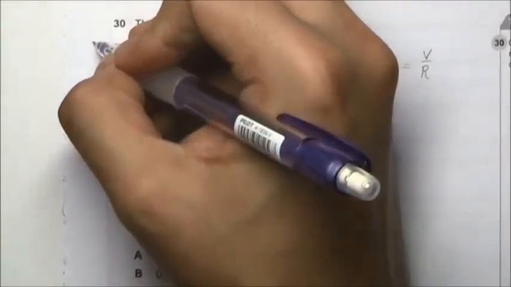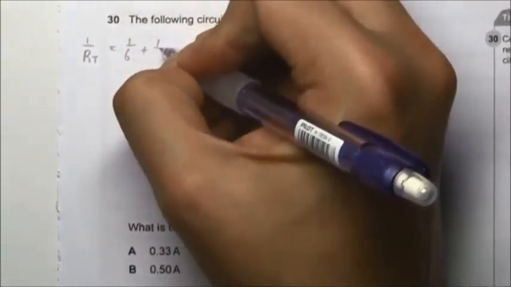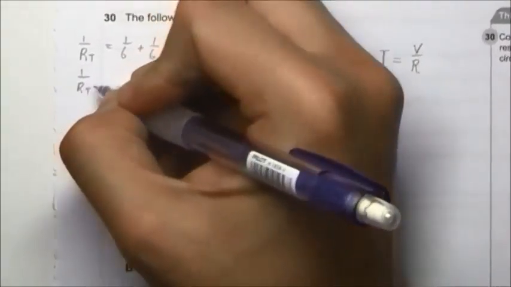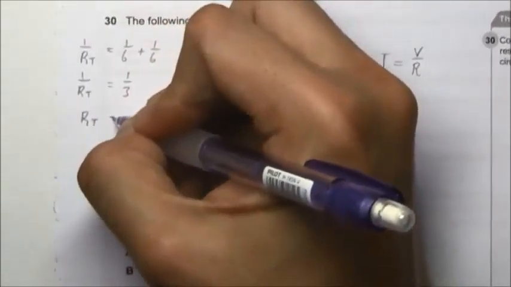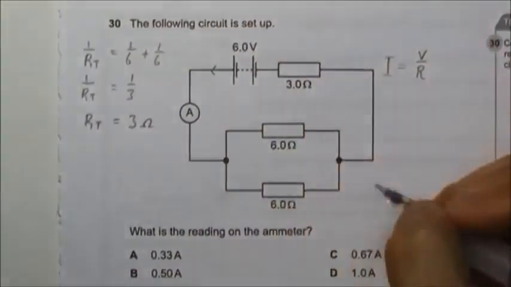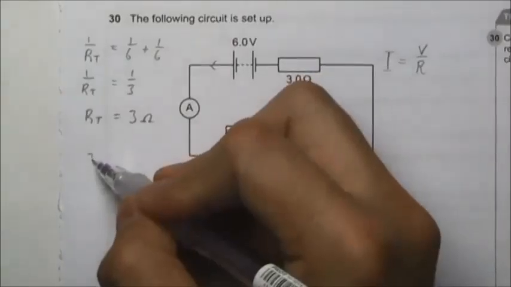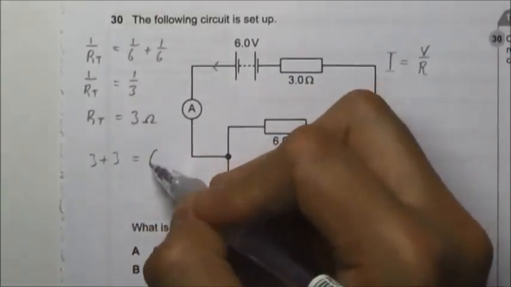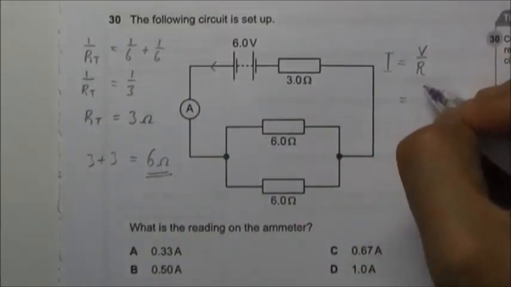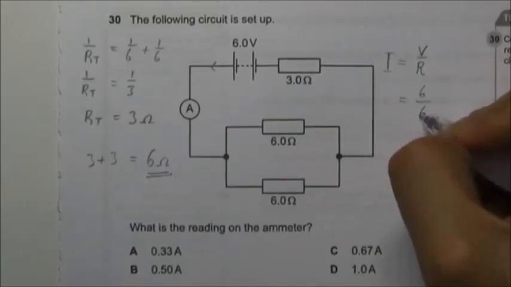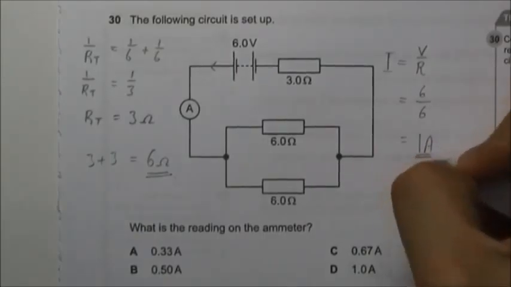To find out the resistance of this parallel branch of two 6 ohm resistors, we can use the formula 1 over RT equals 1 over R1 plus 1 over R2. So 1 over RT will be 1 over 3, and the resistance across the parallel branch will be 3 ohm, and it's connected together with this 3 ohm resistor. So we take 3 plus 3, total resistance will be 6 ohm. So we come back to this formula here. Total voltage is 6 volt, total resistance is 6 ohm. The current that comes out from the battery will be 1 ampere. Answer D.